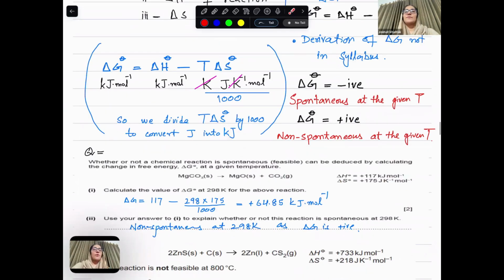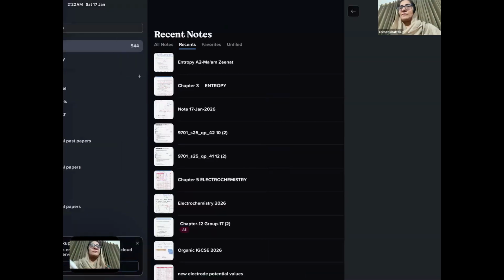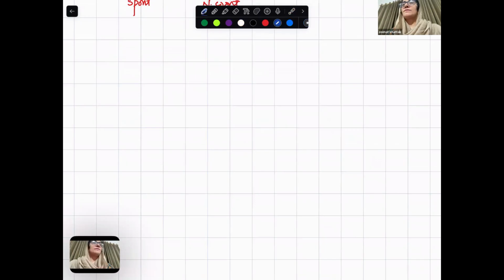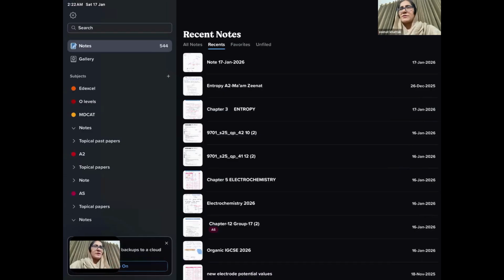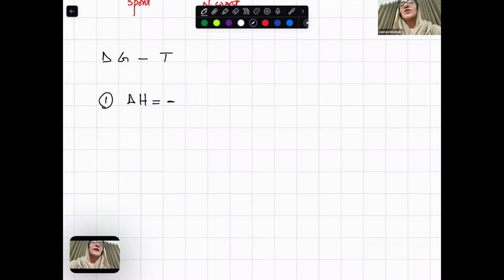What is the first case? Delta H is negative, delta S is positive. There are four cases for delta G and temperature. The first case: delta H is negative for the given situation, and delta S is positive. A reaction which is exothermic but with high entropy in the product.